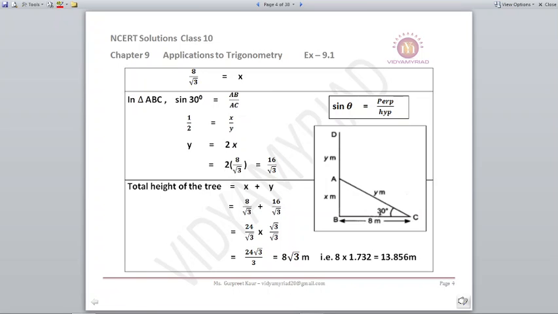It gets cancelled, which becomes 8 root 3, and the value of root 3 we know, that is 1.732. So the total height of the tree comes out to be 13.856 meters.